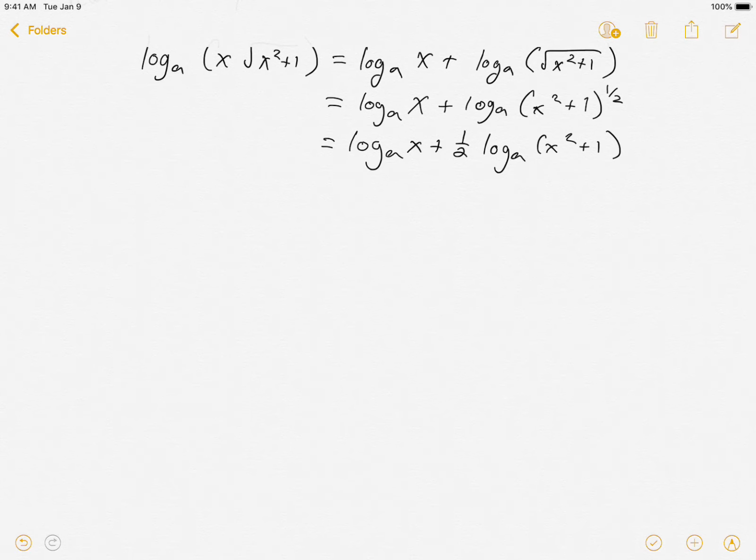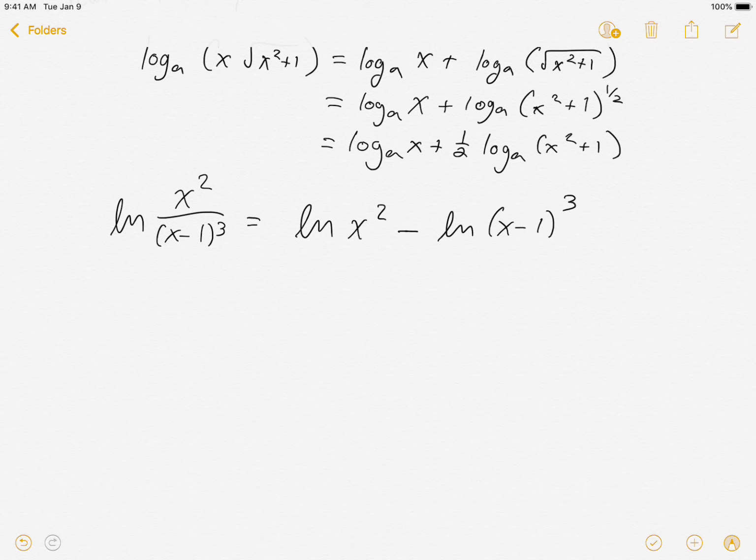Okay, similarly, if we have, say, the natural log of x squared over x minus 1 to the third, again, I can do the natural log of x squared minus the natural log of x minus 1 to the third. I have division, so I subtract. So then I can bring the 2 out front, say 2 natural log of x, and then bring the 3 out front, 3 natural log of x minus 1.